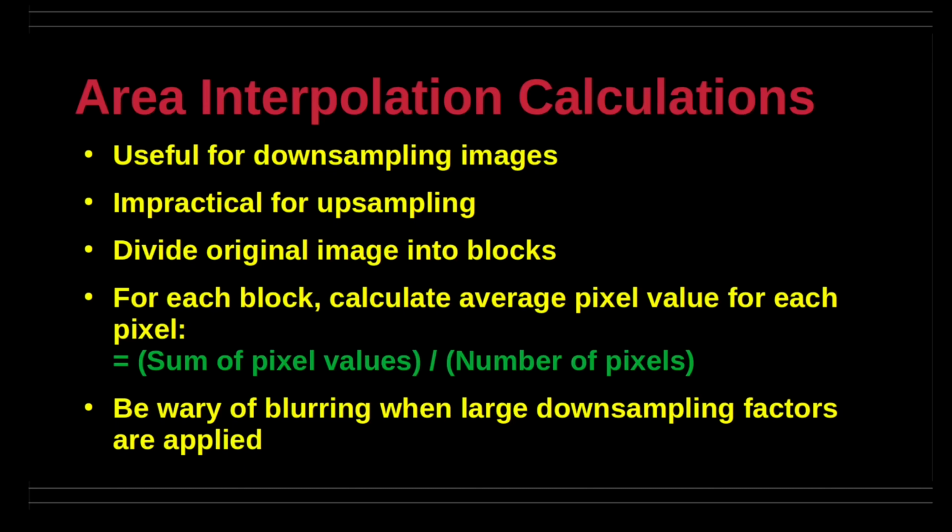Area interpolation is generally used for downsampling and not upsampling. For upsampling, methods like linear or cubic interpolation are more suitable. Area interpolation is often used in image processing tasks where preserving the overall image intensity is more important than preserving fine details.